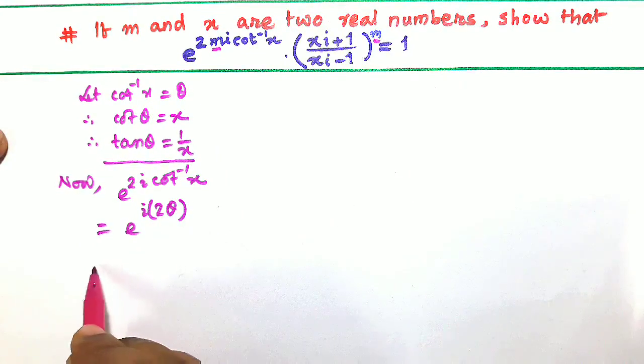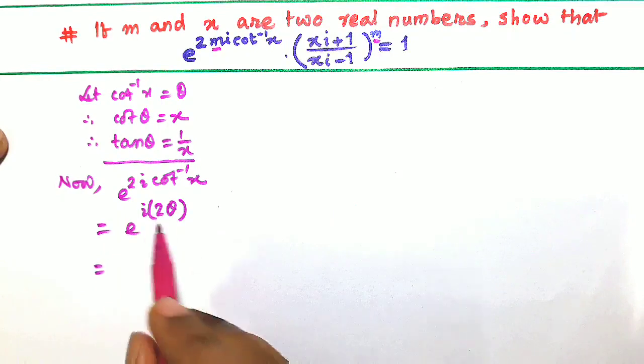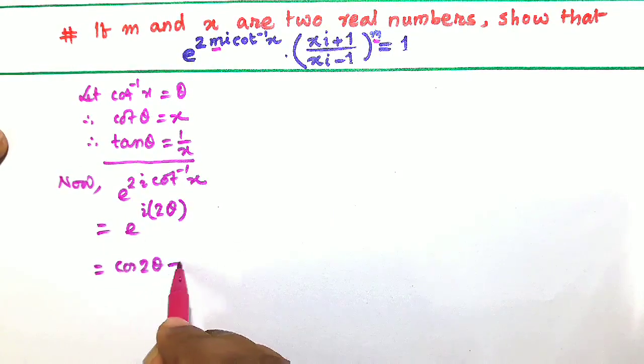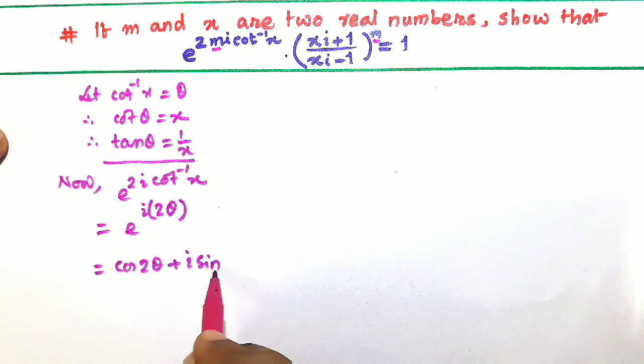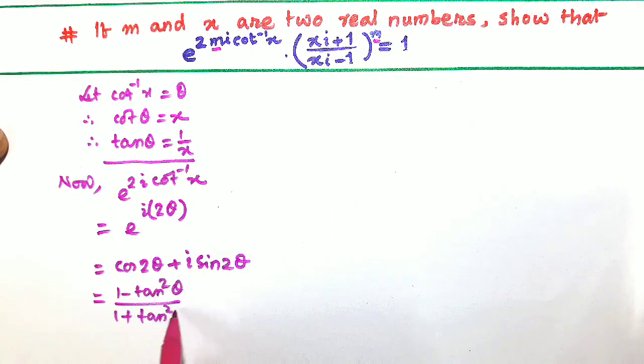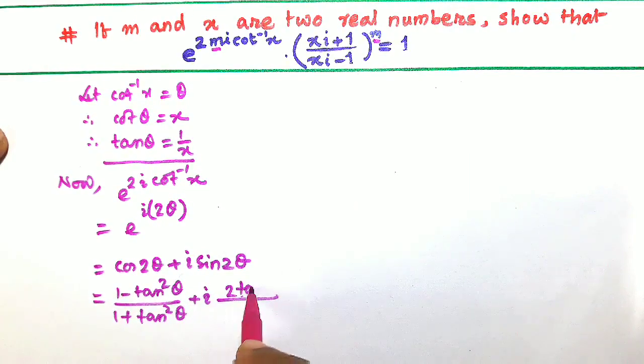Okay. So you know this form, this is Euler form. We can write it as cos 2 theta plus i sine of 2 theta. Okay. Now we break it. Cos 2 theta is equal to 1 minus tan square theta divided by 1 plus tan square theta plus i into 2 tan theta divided by 1 plus tan square theta.